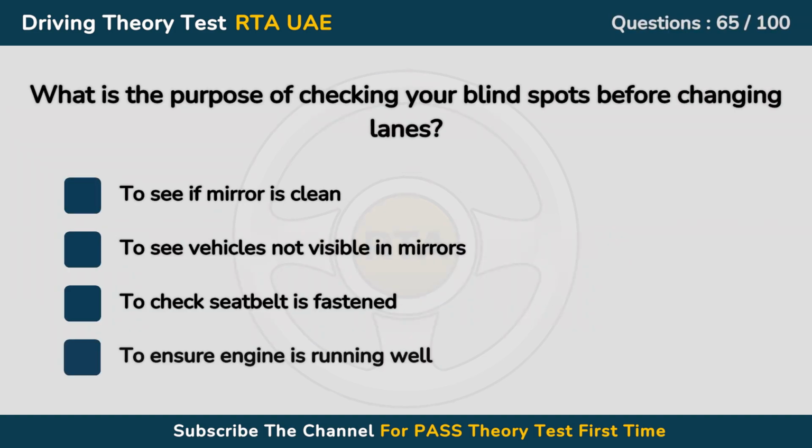Question 65. What is the purpose of checking your blind spots before changing lanes? A. To see if the mirror is clean. B. To see vehicles not visible in mirrors. C. To check if the seatbelt is fastened. D. To ensure the engine is running well.